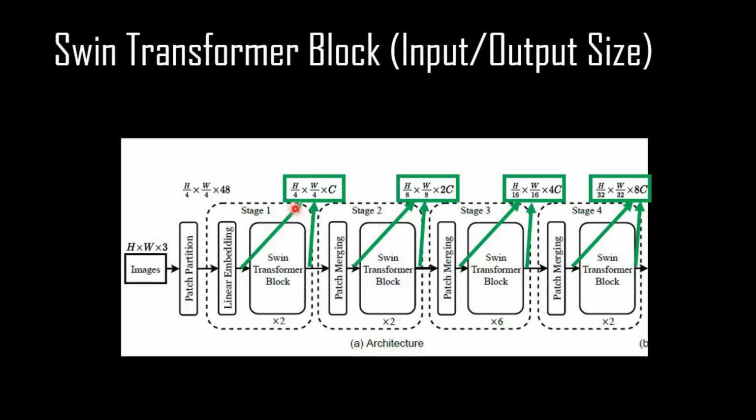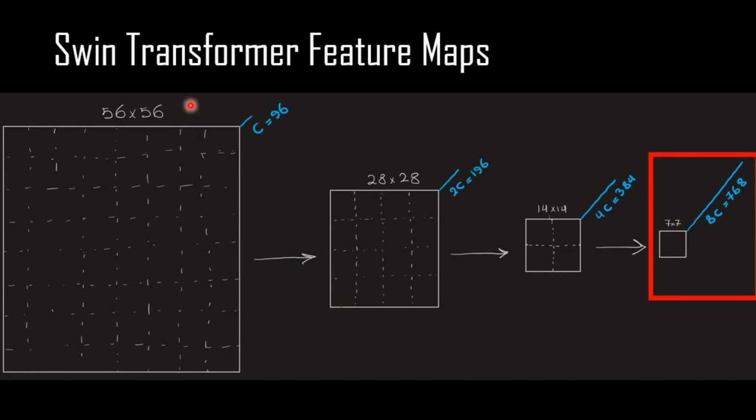One important point was that for Swin transformer blocks, the input and output sizes are equal. For example, for stage 2, after patch merging, I get to this size, and this size is also going to be the output of the Swin transformer block. Now we have this hierarchical structure that we created. Let's focus on the last stage.